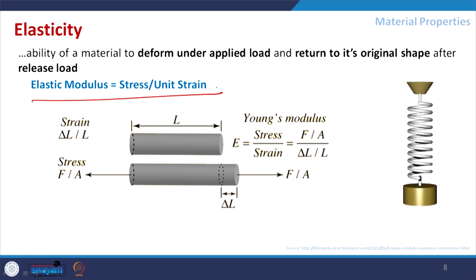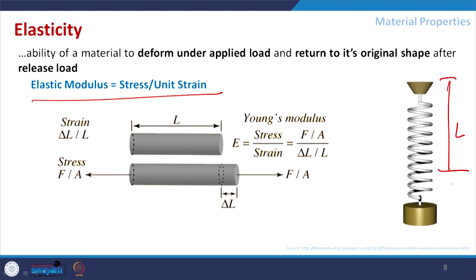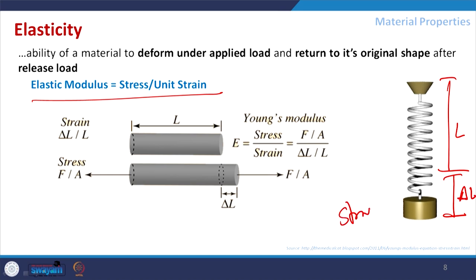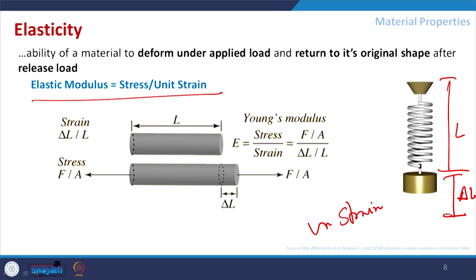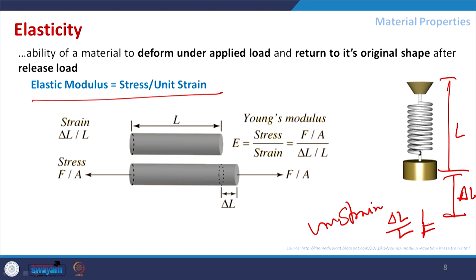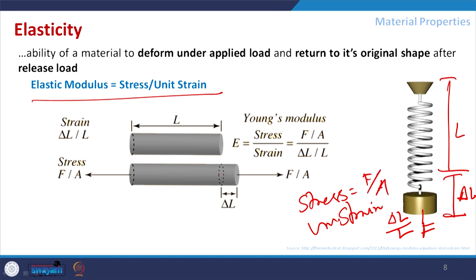And in this picture I just want to show you, this is the actual length, maybe L, and after deformation, this is delta L. So, unit strain here is delta L by L, and the force applied and the area, force by area is your stress, and then the ratio between these will give you the modulus.